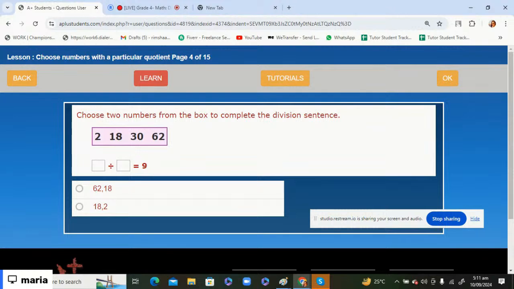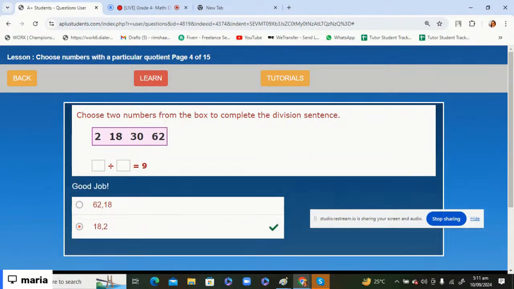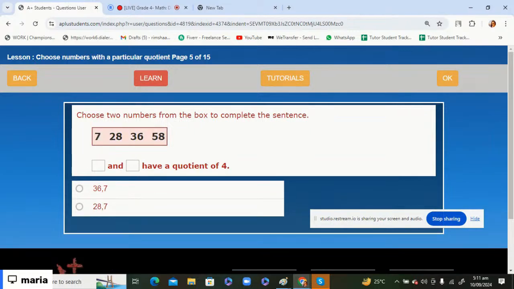Yes, everyone. Option 2. Okay. Now I'll say it's option 2. Very good. Okay, it's option 2, that is 18 and 2. Very good. Okay.